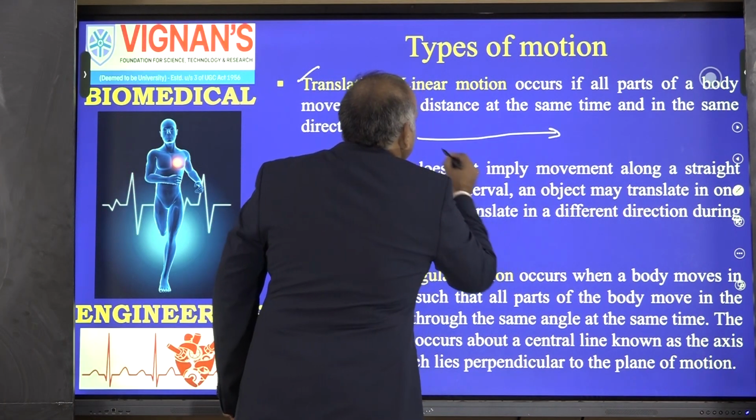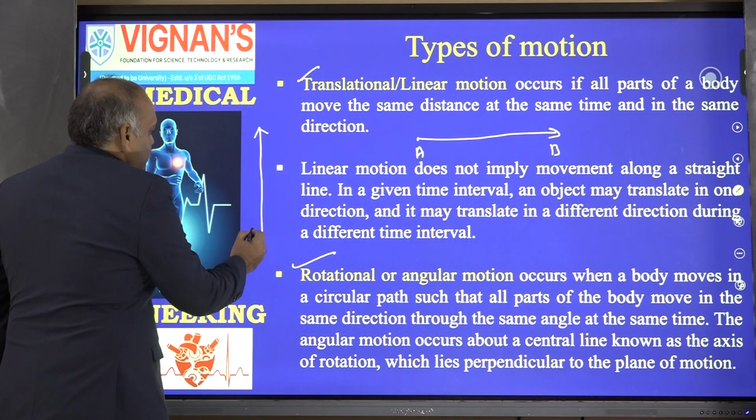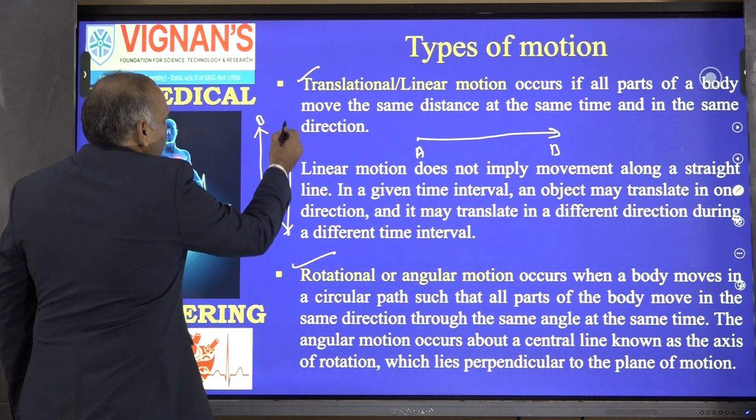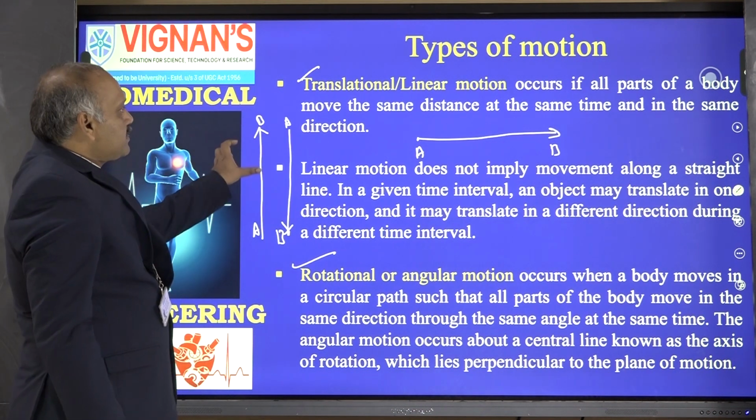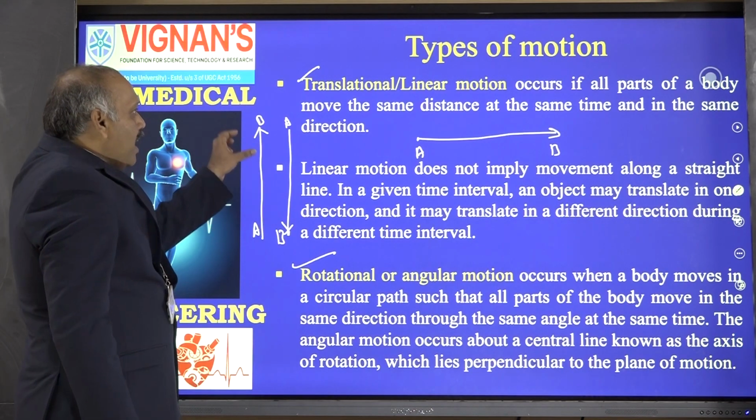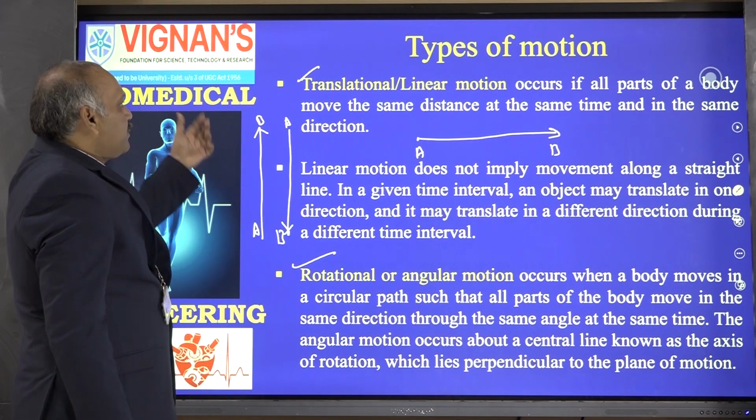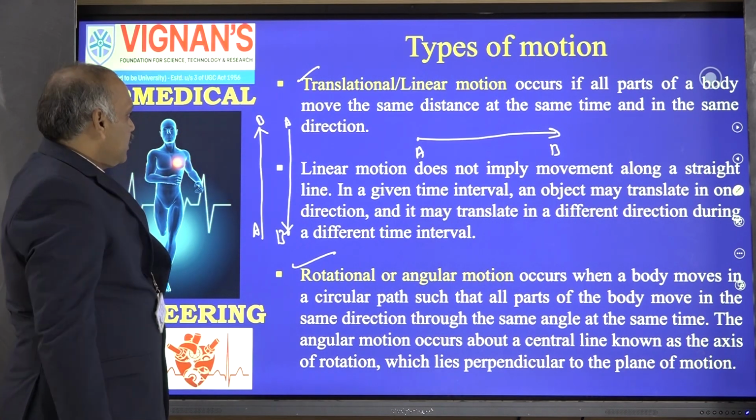Maybe this is one kind of movement from A to B, another is this kind of movement from A to B, and another is any other kind of movement from A to B. So these are three different cases. Like that we can visualize whether our definition fits our movement. All the parts of the body should move in the same time and the same distance. That is what is called translational or linear motion.